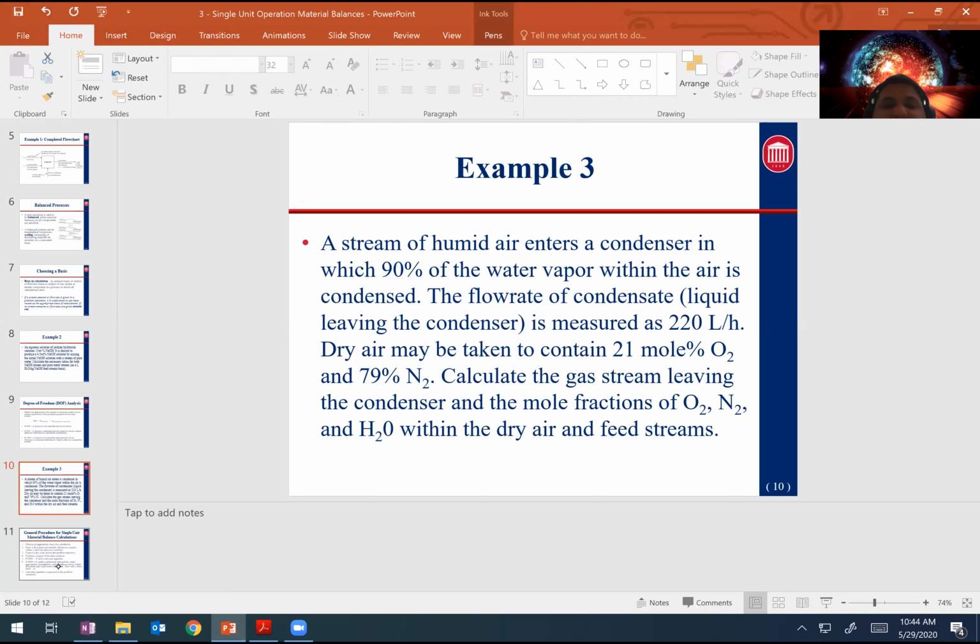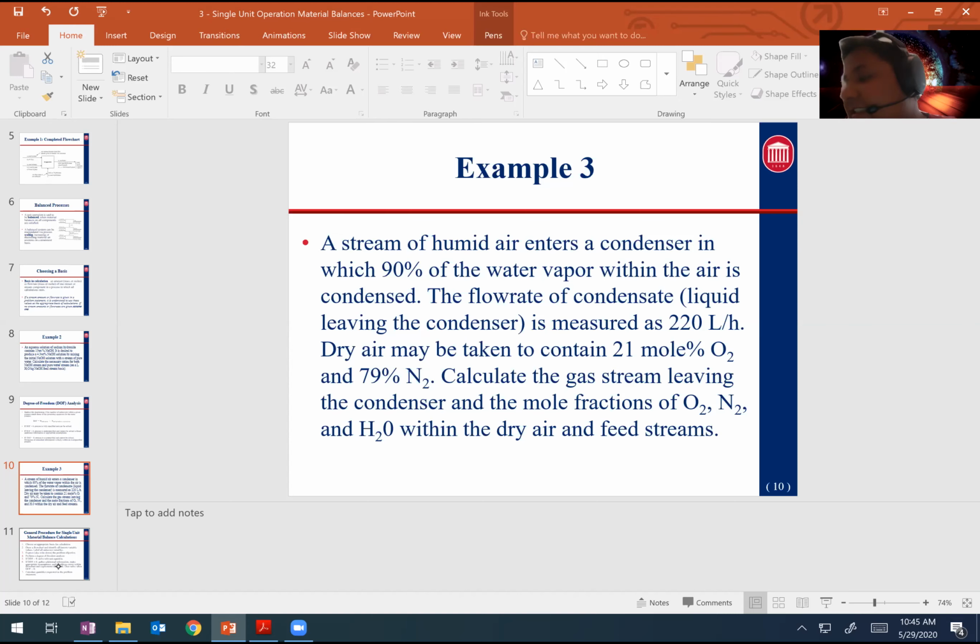I have a stream of humid air going into a condenser to make it not so humid, in which 90% of the water vapor within the air is going to be condensed and removed from that airstream. If the flow rate of condensate, which is liquid leaving the condenser, is measured at 220 liters per hour, and the dry air, essentially the air without water, is taken as a mixture of 21 mole% oxygen and 79 mole% nitrogen, calculate the gas stream leaving the condenser and the mole fractions of oxygen, nitrogen, and water within both the dry air and the wet, humid air feed streams.